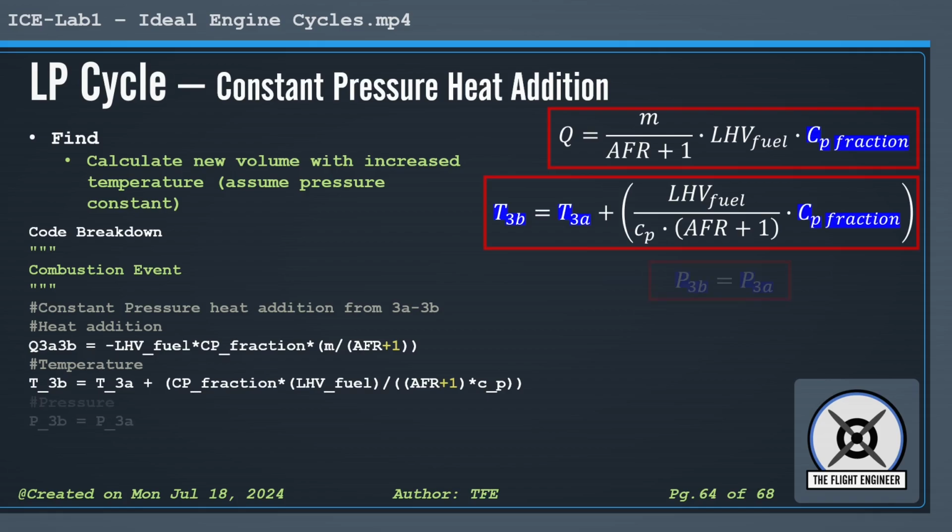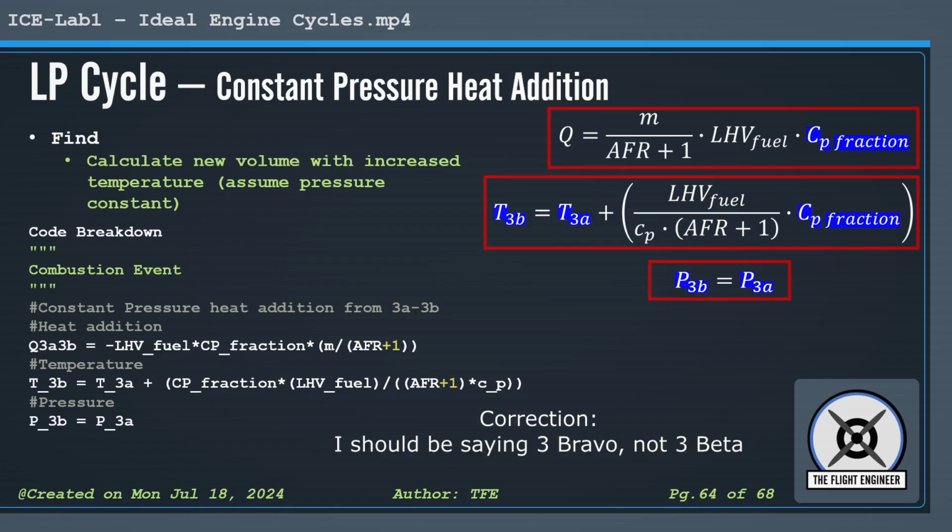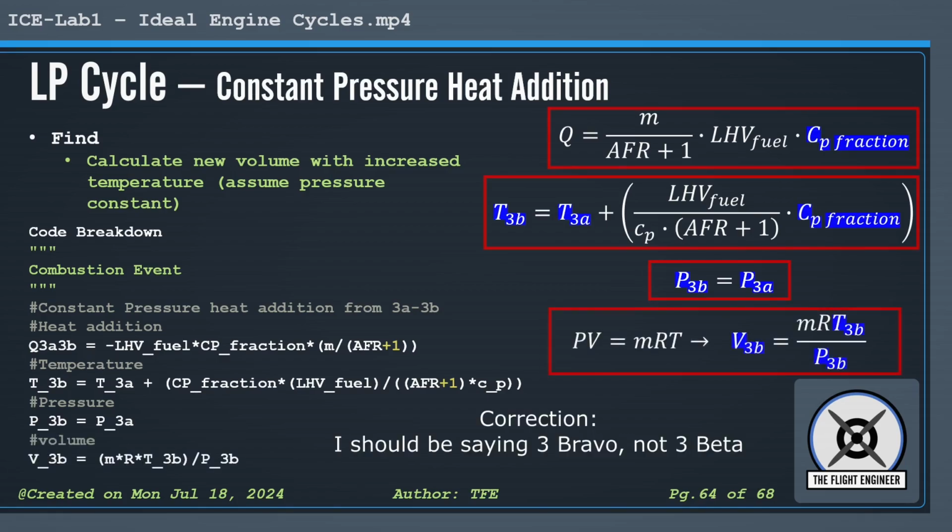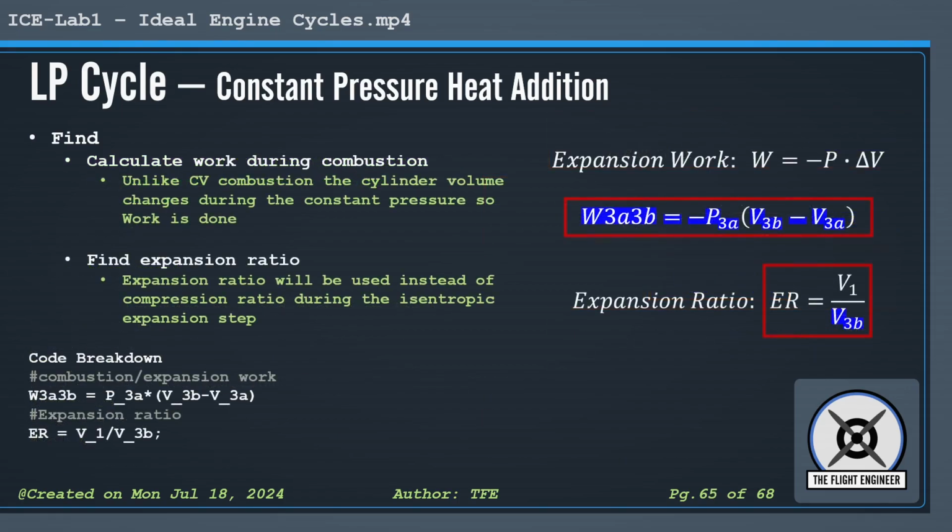Since pressure remains constant throughout this part, P3 beta is equal to P3 alpha. The ideal gas law equation is used to find volume at 3 beta. It's the same as before, just with the temperature and pressure values found at 3 beta instead of just 3. Expansion work is done during the constant pressure heat addition, so once again, work must be calculated. We just change the formula to account for the new points of analysis. Expansion ratio is also the same. We just swap out volume at 3 for volume at 3 bravo.